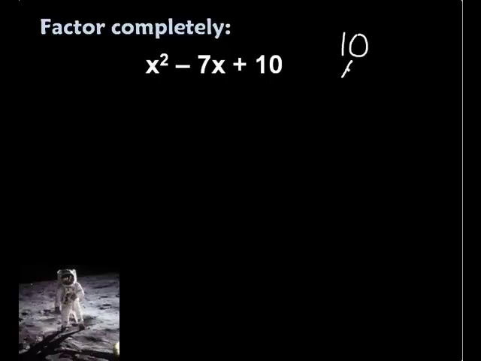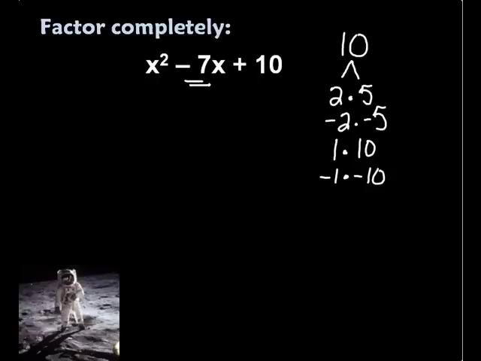And what I have to do is think of all the multiples of 10. Well, 2 times 5, negative 2 times negative 5, 1 times 10, negative 1 times negative 10. Those all multiply to positive 10. But what I want them to add to is negative 7. So 2 plus 5 is a positive 7. But remember, we want negative 7. Well, negative 2 plus a negative 5 is my negative 7.